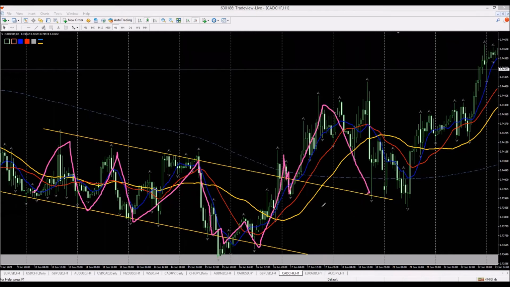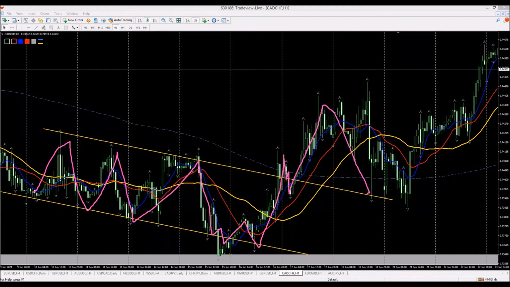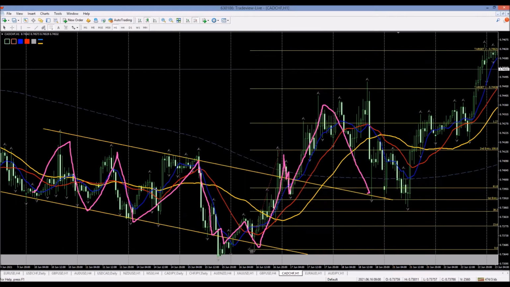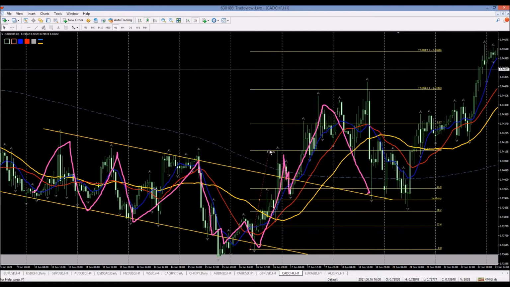Anyway, price broke out of the channel, didn't it? Okay. So how could we have traded that? Well, let's take a preview here. If we put our Fibonacci tool on this one here that broke out of the channel.